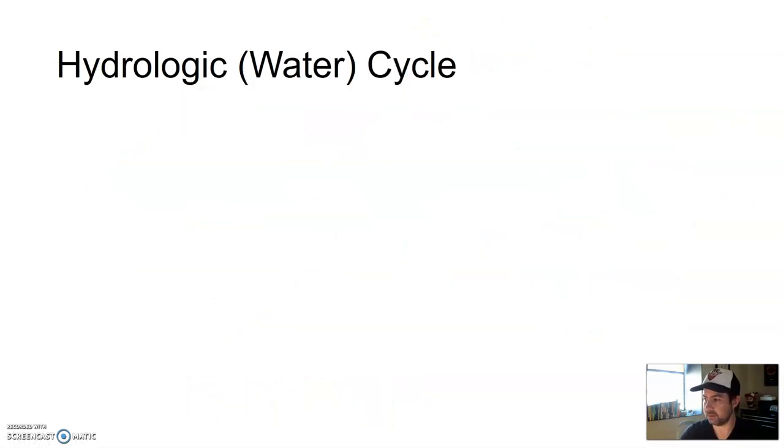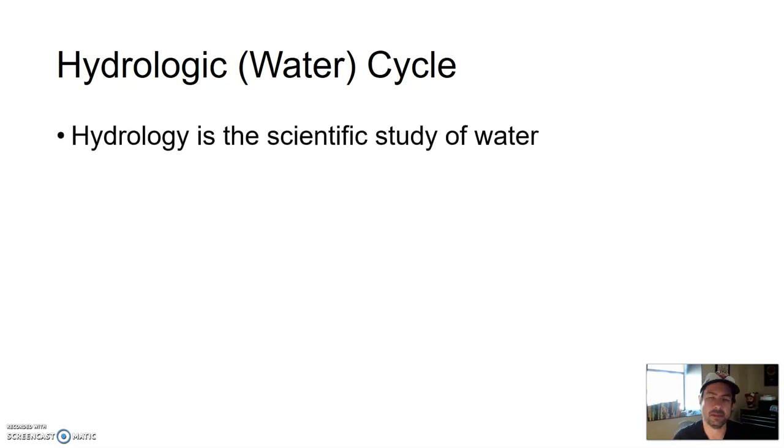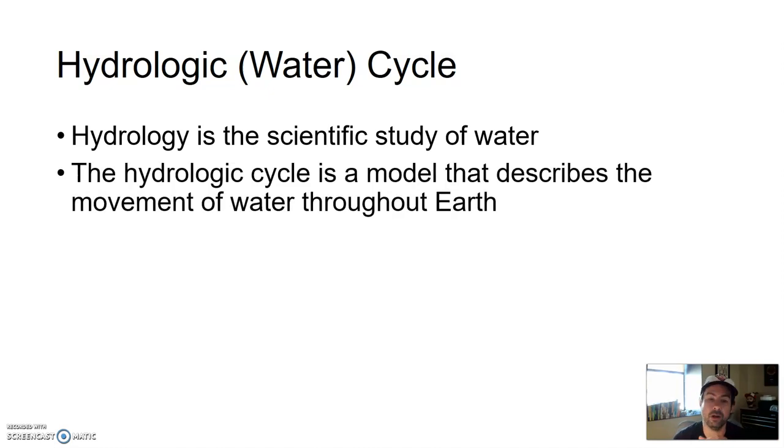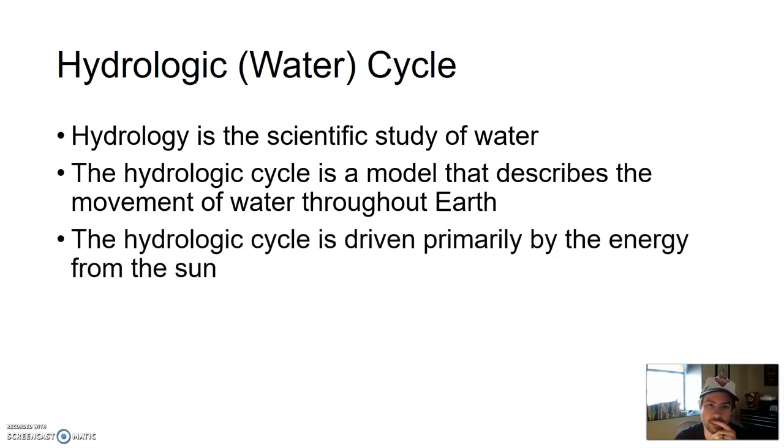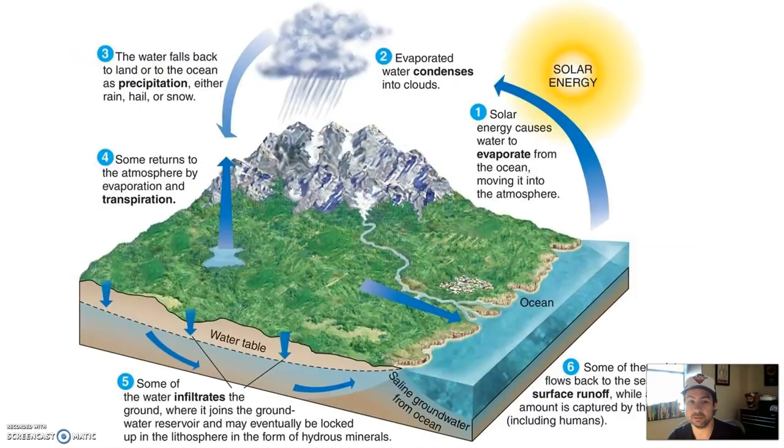So to break down a few things about hydrology, first is the scientific study of water. A hydrologist studies water and the movement thereof. And the hydrologic cycle, or the water cycle, is a model that describes the movement of water on and in the earth, above, on, and in the earth. The hydrologic cycle itself is driven primarily by the energy from the sun. That's what drives the water cycle.